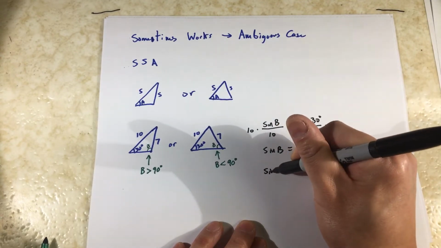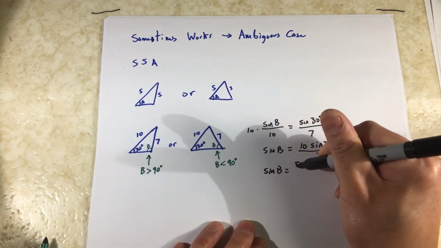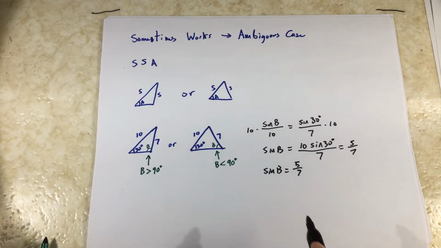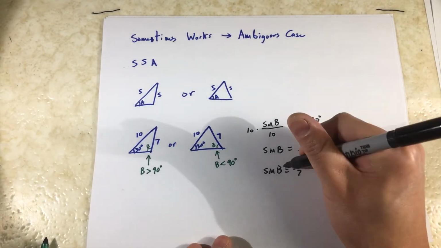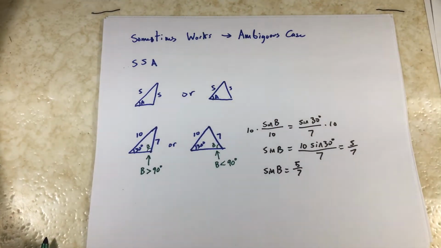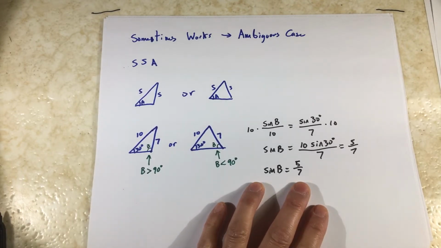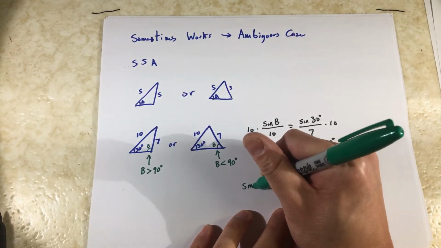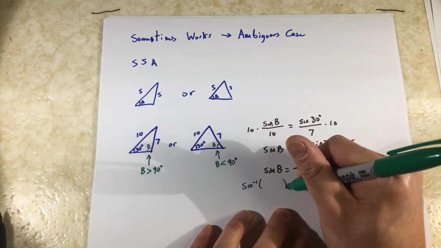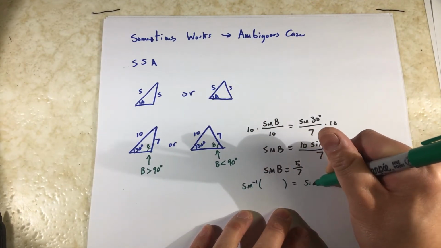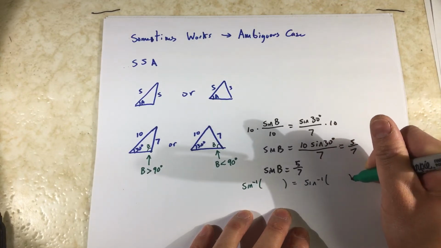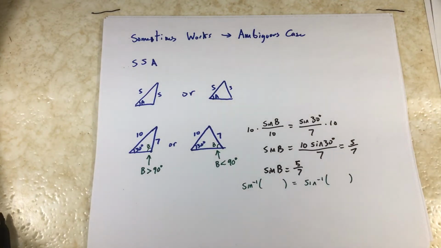So I have sine B equals 5/7. If we have sine of an angle equal to some number, do you remember how we solve that? I'll give you a second to see if you remember. The method is to apply the inverse operation to both sides. The inverse operation is sine inverse, so we take both sides and put them inside the sine inverse function.